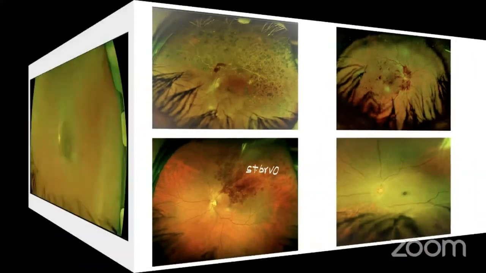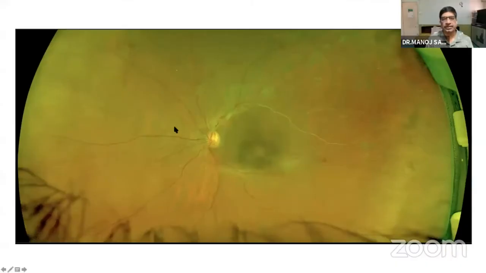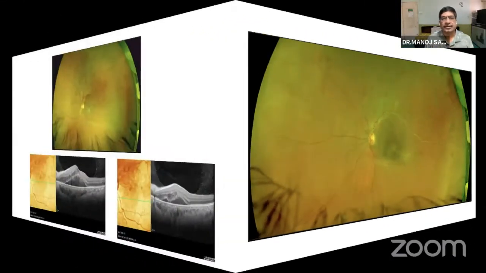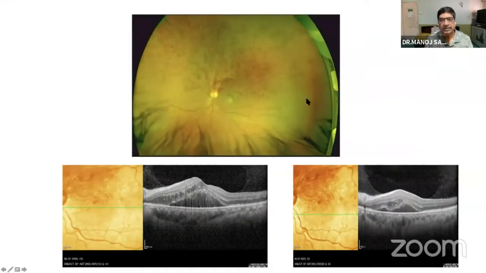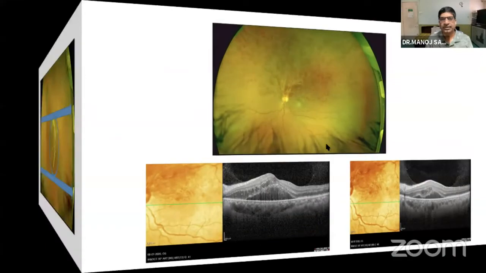Yes. You can see what a wide field image looks like of a superotemporal BRVO. Previously it was treated, but incomplete treatment was done, so the patient was suffering recurrent hemorrhage and new vascularization. So you come to know how much area is to be covered again. Then this is a superior hemicentral retinal vein occlusion, post-treatment and pre-treatment.